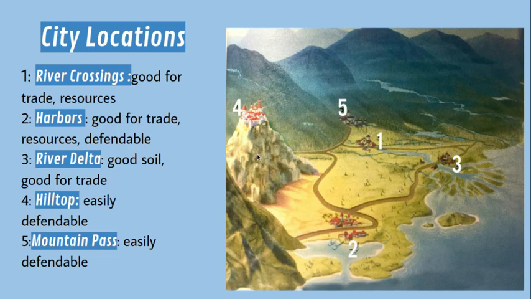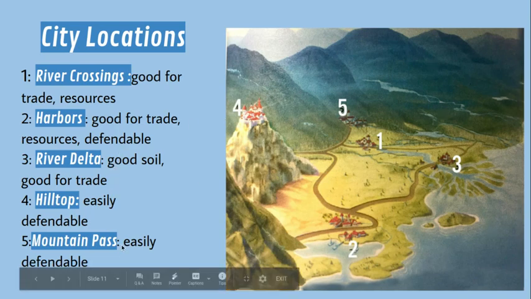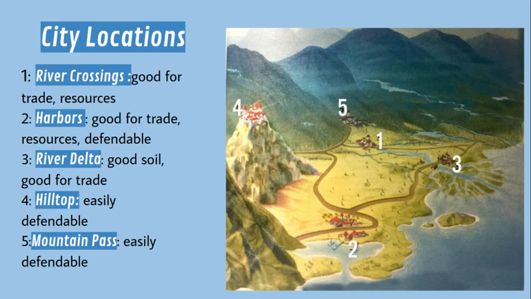Hilltop is very easy for defense, but it's difficult for trading. And a mountain pass is also, which is right here, kind of in between these mountains, number 5. It's easy to defend, not so easy for trading, and maybe or maybe not near other resources.